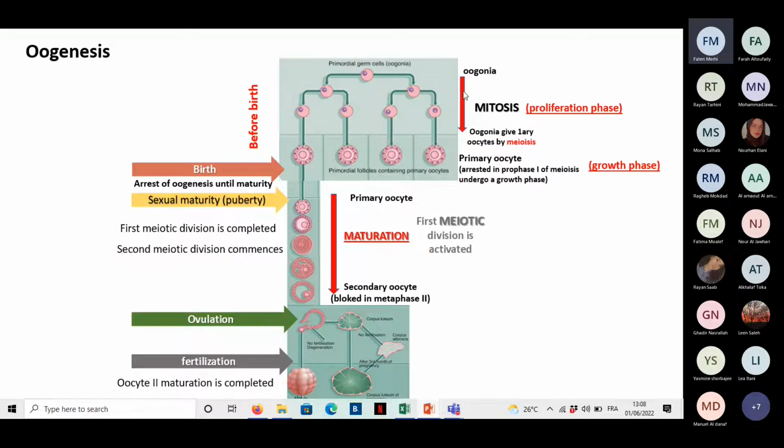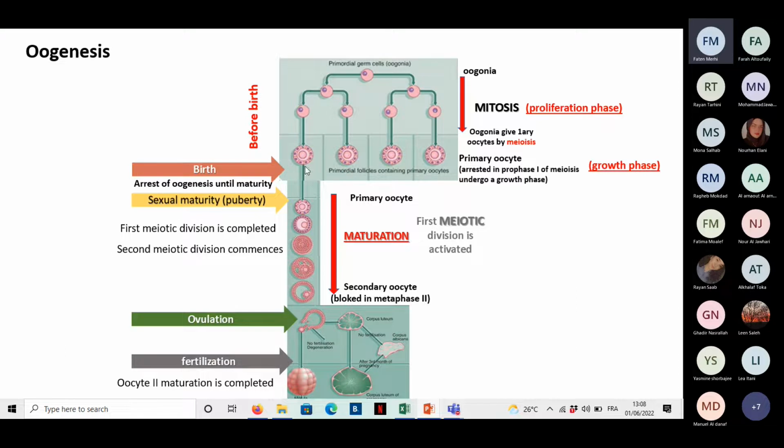Here also we have another figure. Before birth, we have primordial germ cells which will divide to give oogonia. The oogonia will divide several times, and at a certain moment they will enter meiosis, and we call them now primary oocytes. And those primary oocytes will get arrested at the diplotene of prophase 1 of meiosis, and they will increase in size. This is the growth phase.